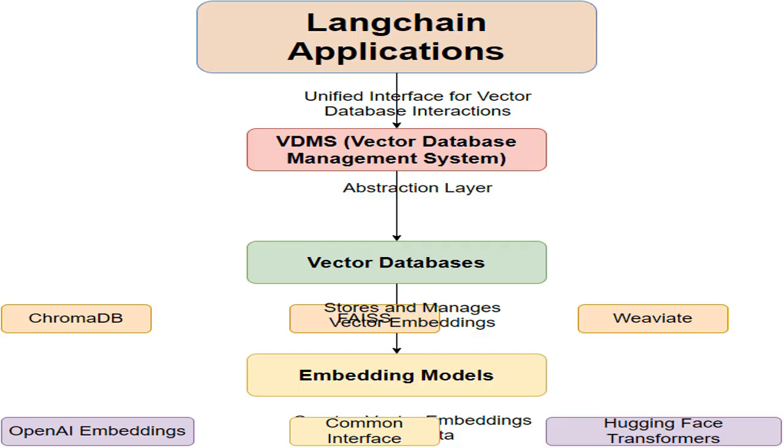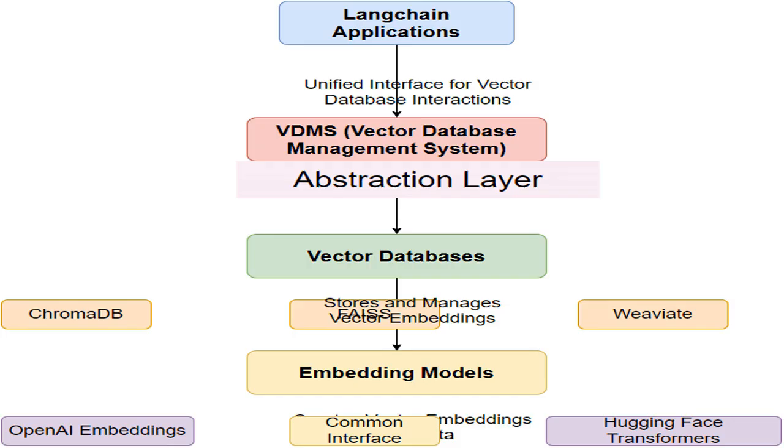LangChain applications are those built using the LangChain framework. These applications leverage large language models to perform a variety of tasks, such as question answering, text summarization, and code generation. They use external data sources and tools. An abstraction layer hides the complexities of the underlying system. It provides a simplified interface for interacting with it. In this context, VDMS serves as an abstraction layer, allowing LangChain applications to interact with different vector databases in a consistent way, regardless of their specific implementation details.